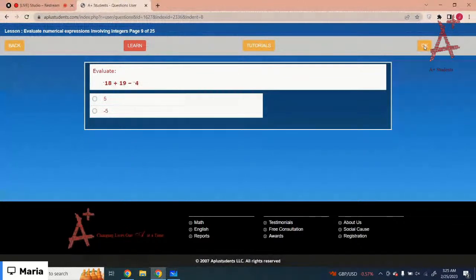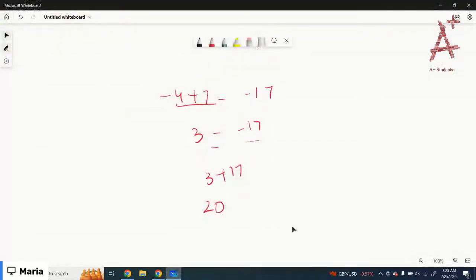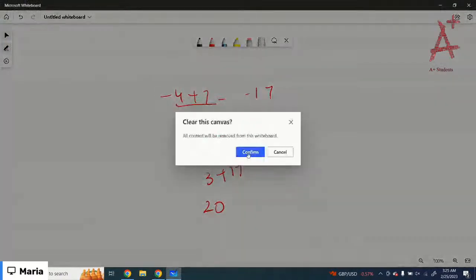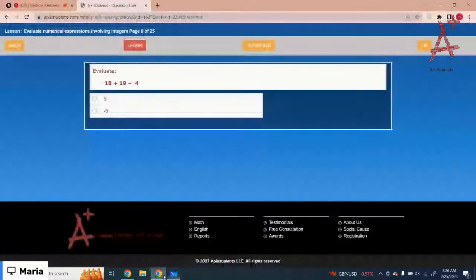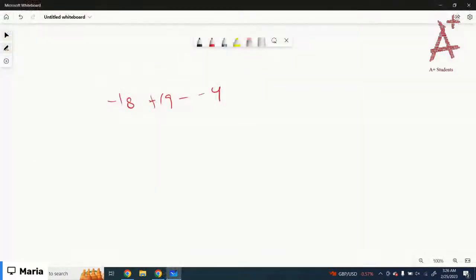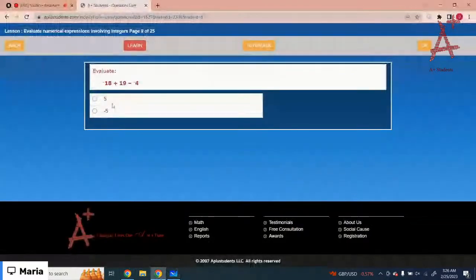Okay, the next one is negative 18 plus 19 minus negative 4. Got it? So let's just start with the first one. 19 minus 18 is 1. 1 minus negative 4. So subtracting a negative integer is same as adding. So 4 plus 1 equals 5. Got it? So the correct option for this one is 5.